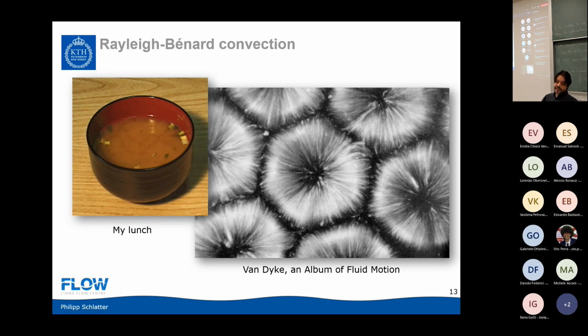I have to say this is not exactly Rayleigh-Benard. This is a Marangoni convection because you're not fixing the temperature, but rather the heat flux on top. But the principle is the same. Yeah, so these were a few examples of where instability is, of course, relevant.